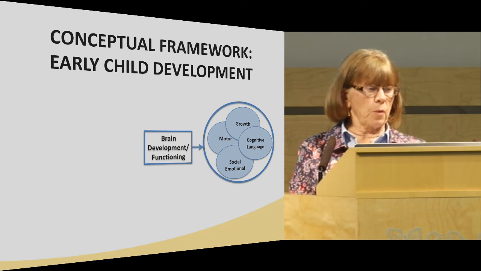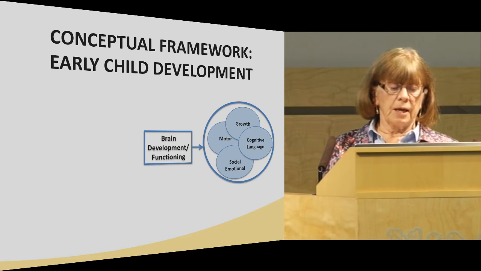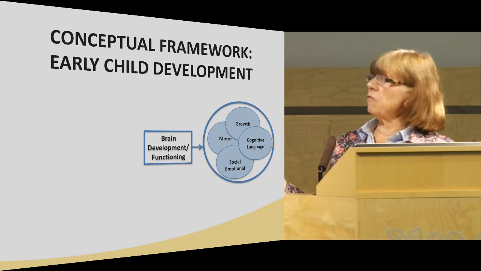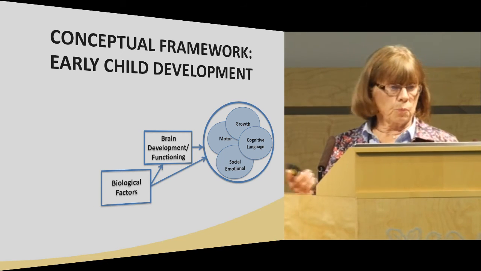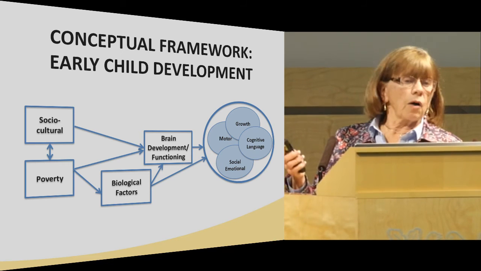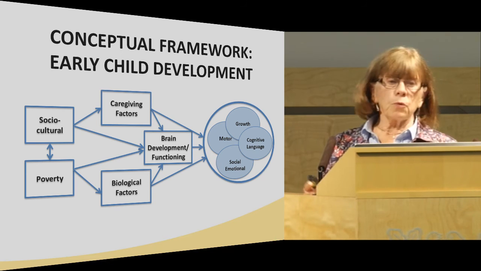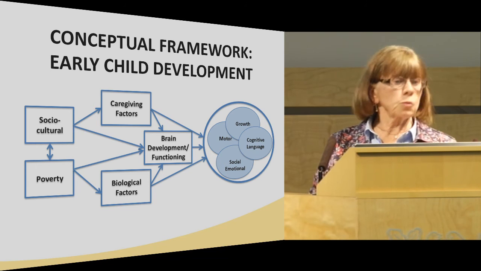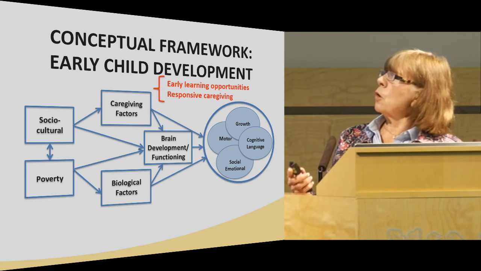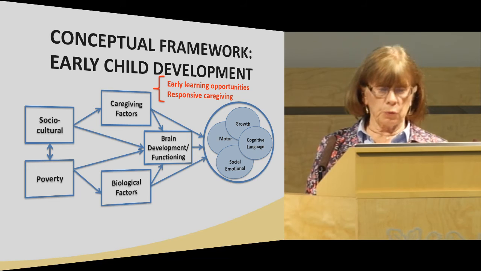This is a conceptual framework that sometimes we use thinking about early child development. So we've been talking about brain development and function and how that maps onto children's development. And there are biological factors. This is the nutrition that influence brain development. And there are poverty and sociocultural factors that influence brain development. We know there are also caregiving factors, and certainly the Bucharest studies have shown us that, as well as a number of other studies. And we know that those include things like responsive caregiving and early learning opportunities.